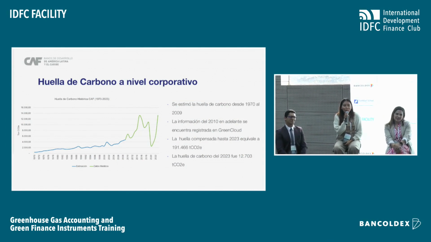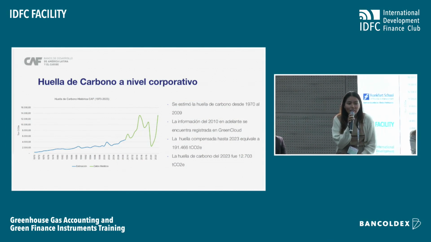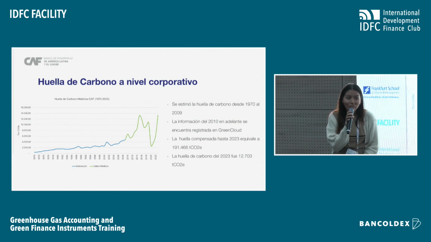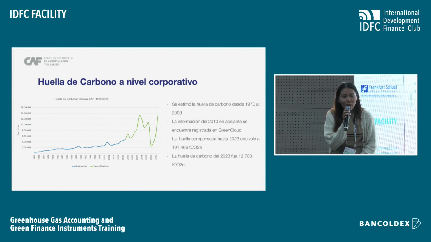Well, I'm here to talk to you about the GHG accounting of the easy sources, like you were saying, the easy ones, in the internal operation of the bank. Christian is going to talk to you about the emissions in the projects that we finance. But basically, in 2009, CAF estimated its emissions since its foundation in 1970. And from 2010 onwards, it has been measuring and tracking its emissions through direct activity data using a software platform called Green Cloud.